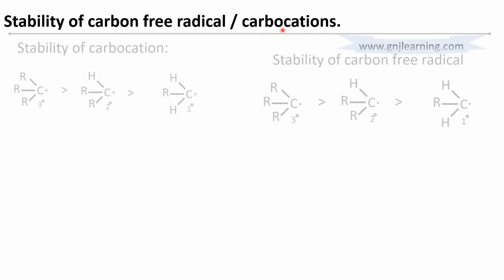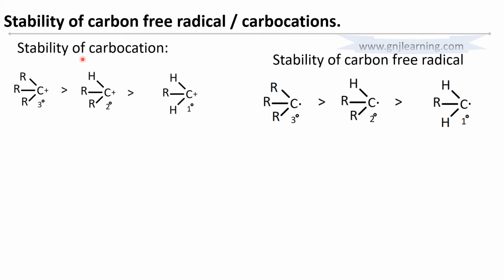Clear? So let us see the stability of carbocation. If the entire shared electron pair is gone, the carbon will get a plus charge. Clear? So the entire shared pair of electrons is gone from here, so it will get a plus charge. It's like this here, plus charge.